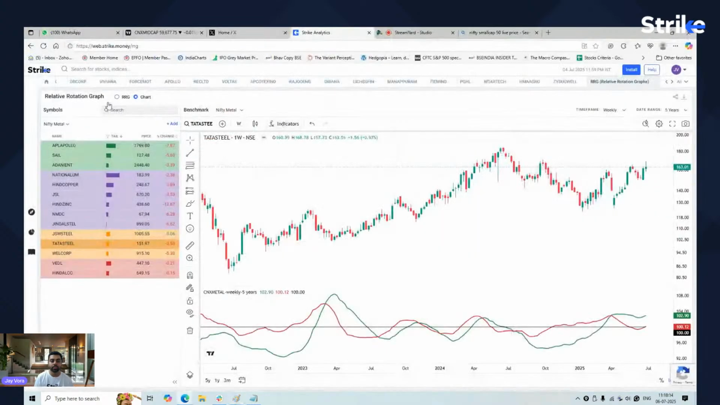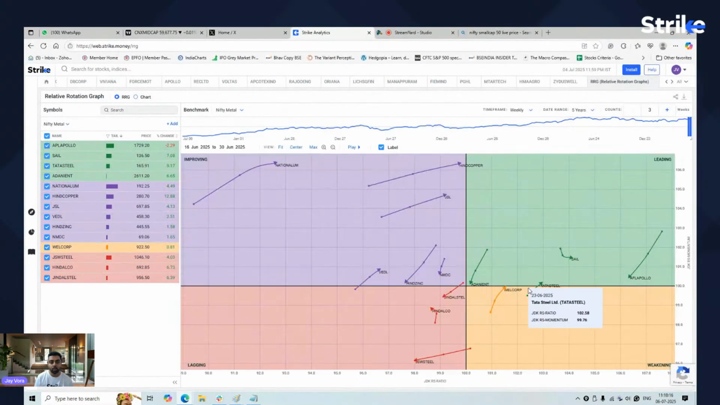And the good part is that Tata Steel is already on the right hand side, which means that within the metal index, Tata Steel has been an outperformer, and turning up is also a good sign. So in these cases, something like Welspun Corp, Tata Steel, these can be some good ideas to look at positionally.